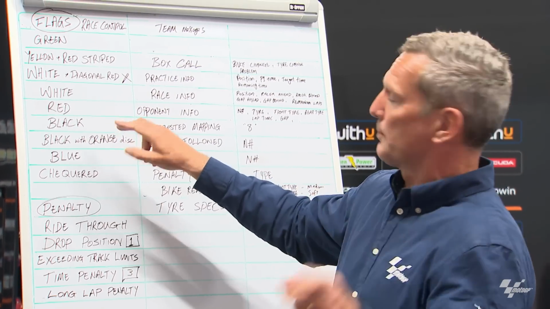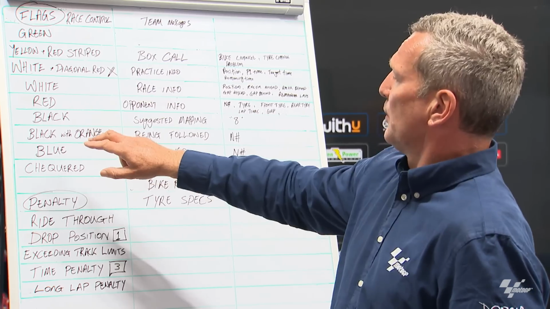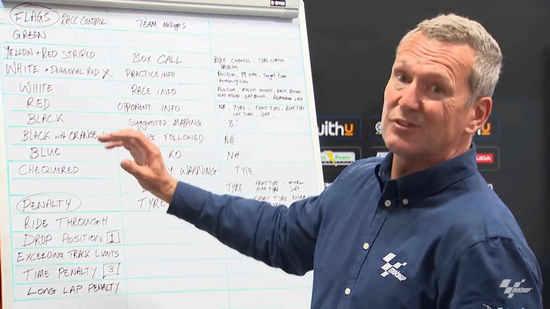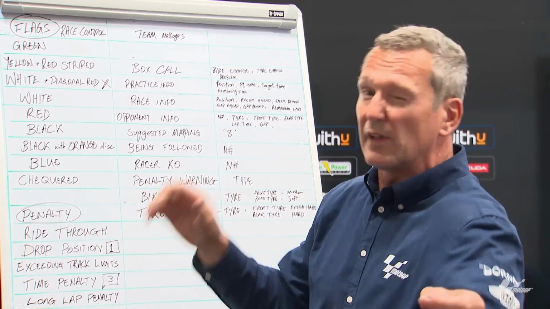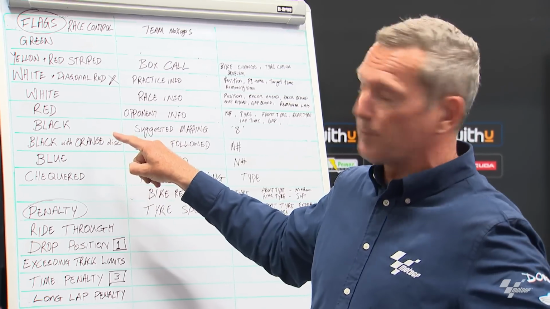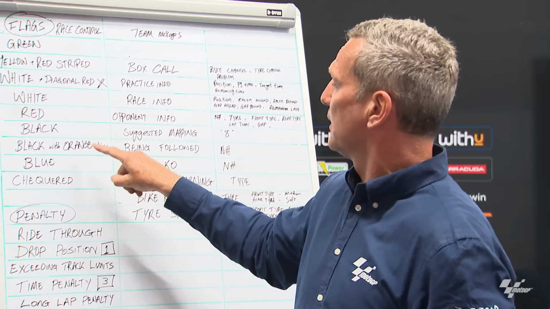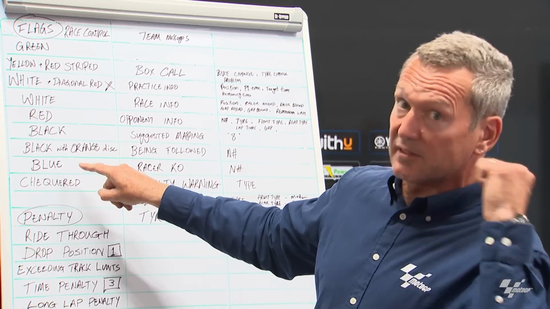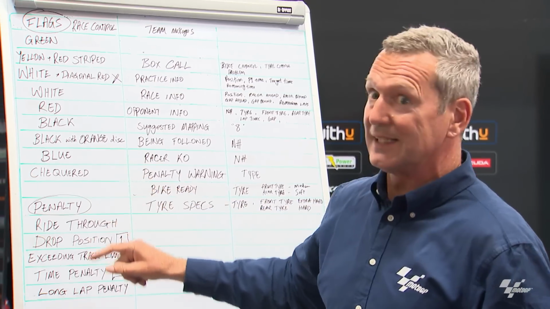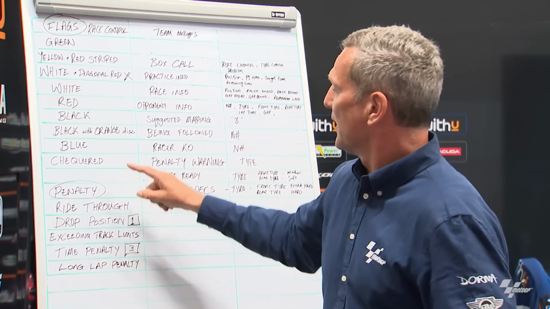Black flag, naughty boy. Black with an orange disc means you've got something wrong with your bike, and it's you. This normally comes with a number that pops up on your dash, so you know it's you. Better get in the pit or off the track. Blue flag, somebody's coming behind. Checkered flag, race is over, elation.